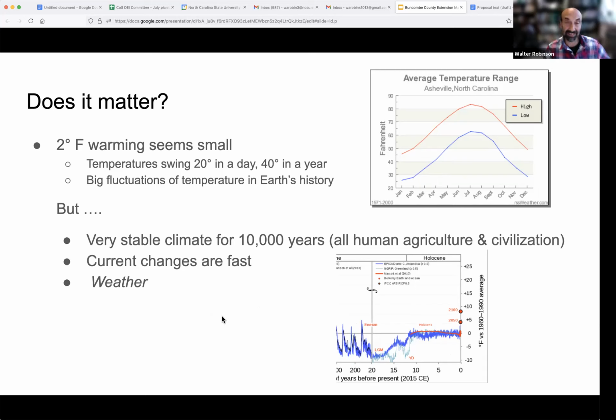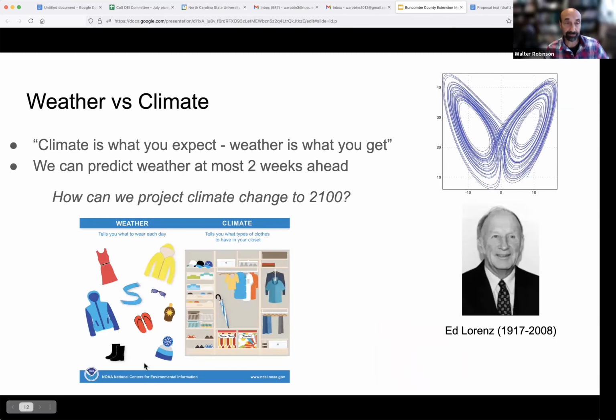But then the last thing, and this is my transition to talking about weather, which I said I would, is the weather is really the important part of the climate change discussion. So this was advertised that I'd talk about weather versus climate. This is an expression you might have heard, climate is what you expect, weather is what you get. There's various versions of this cartoon. I pulled this one off from NOAA's website.